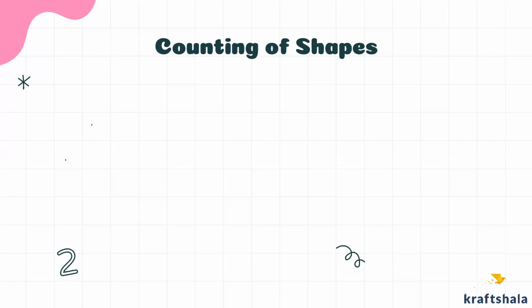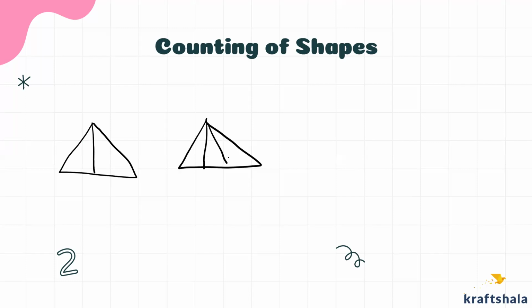For example, if I ask you to count the number of triangles in this and this, tell me the answer of the first and second both in the chat box. You have to tell me the number of triangles. Just try it once because I want you people to get the pattern. The first is very simple. The second is a trickier version.